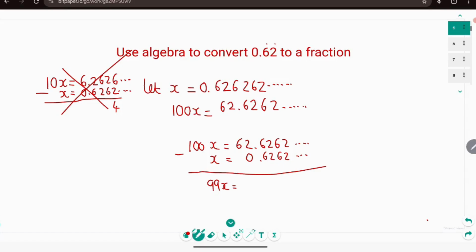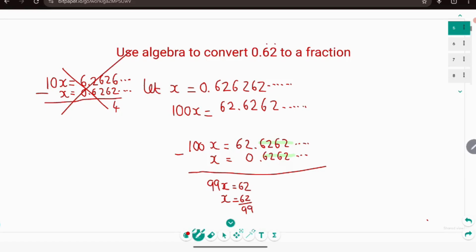I subtract these, again, I've lined them up, the decimal point is underneath each other. The tenths are, etc. So you can see 2 take away 2 is 0, 6 take away 6 is 0. They all disappear nicely from here, and we're left with 62. I need to make x the subject here, so I'm going to divide both sides by 99. So it gives me 62 divided by 99, 62 over 99.